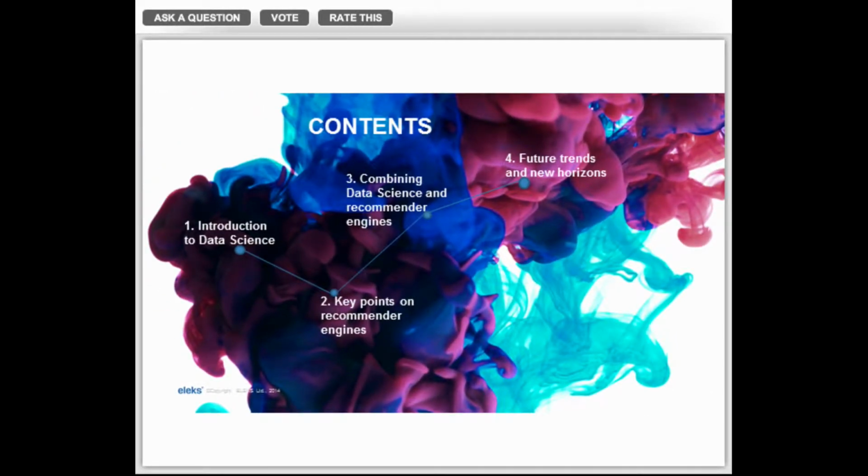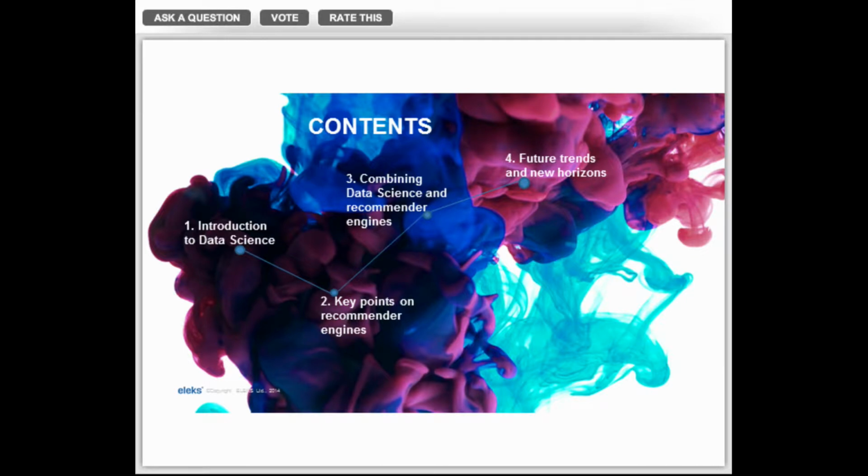Getting closer to the topic, here are the contents of what I'm going to talk about within this webinar. First, I'll give a short introduction of what data science is, give you some points on recommender engines or systems, some types of them, what they do, describe what we see as a combination of data science and recommenders and what benefits you can get from this. And last but not least, the most important part of the presentation will be the future trends and new horizons of recommender engines.